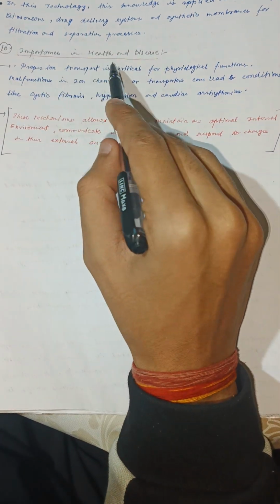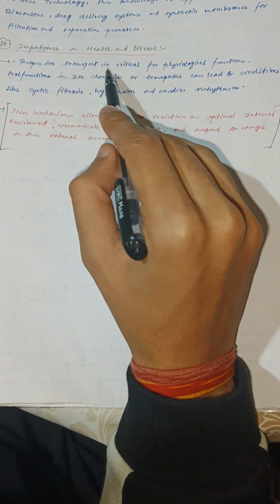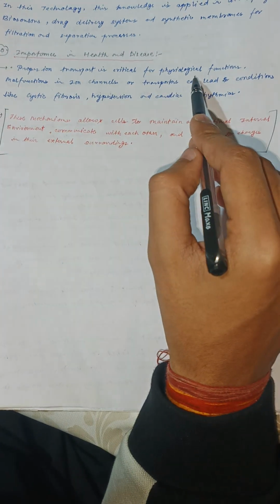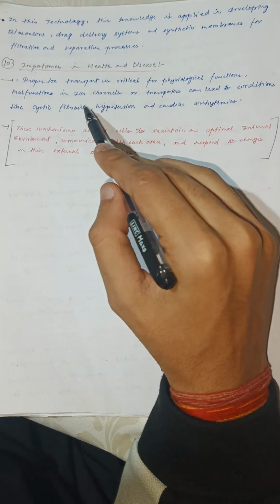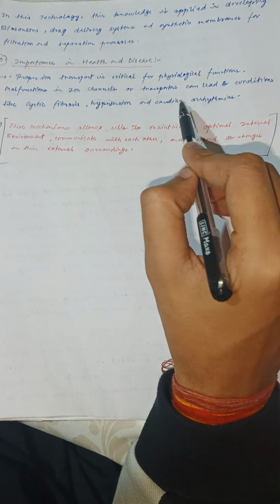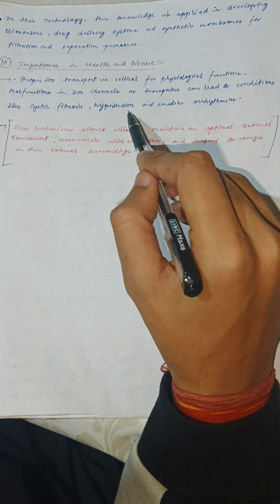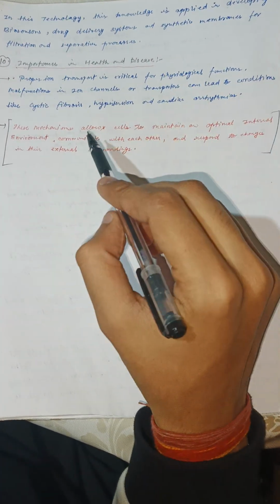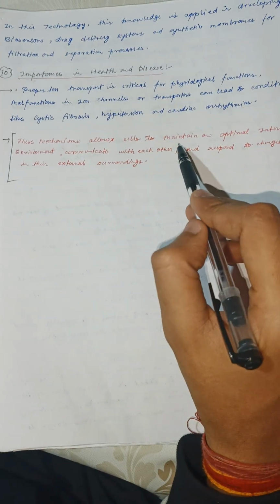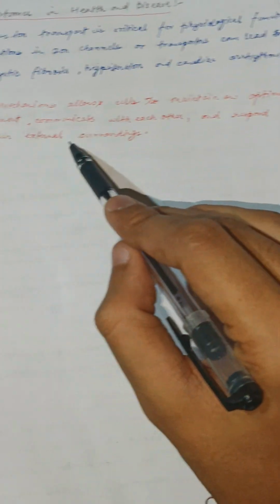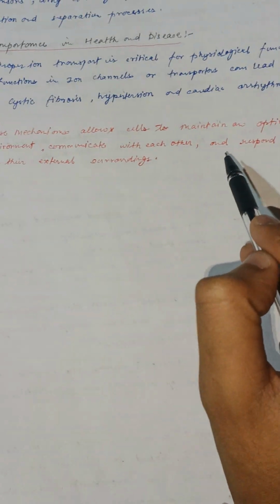Tenth one is importance in health and disease. Proper ion transport is crucial for physiological functions. Malfunctions in ion channels or transporters can lead to conditions like cystic fibrosis, hypertension, and cardiac arrhythmias. This mechanism allows cells to maintain an optimal internal environment, communicate with each other, and respond to changes in their external surroundings.